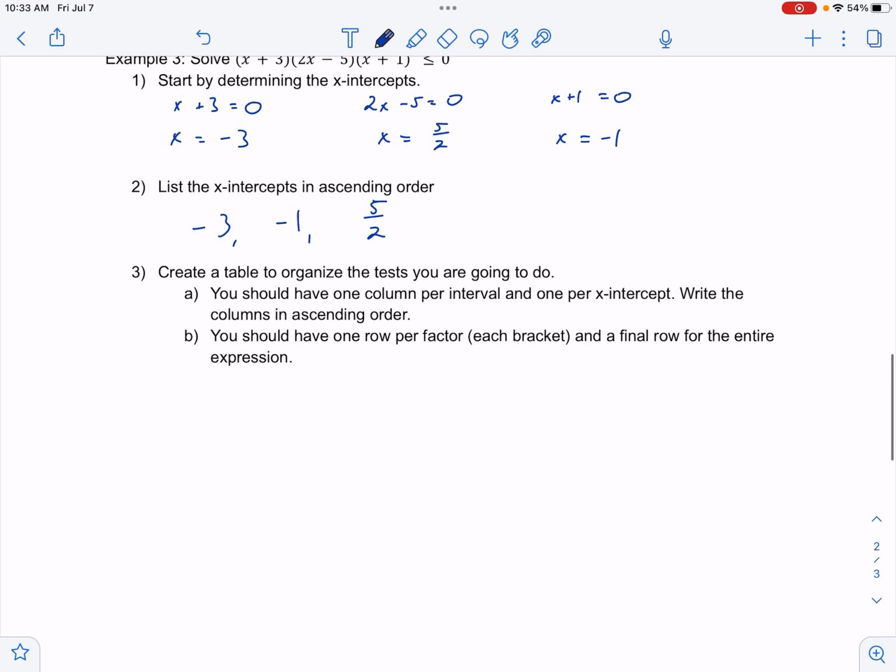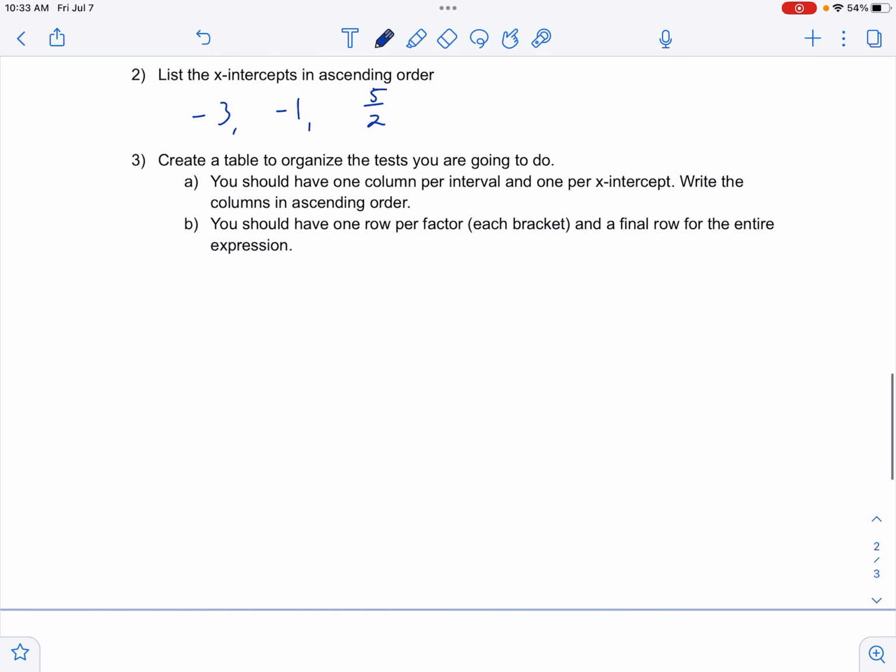What we're going to be doing now is some tests, and we're going to be using a table to help us do these tests, okay? Here are some steps to help you create this table, and I'm going to get my ruler out to help. You need to have one column per interval and one per x-intercept. So what does that mean?